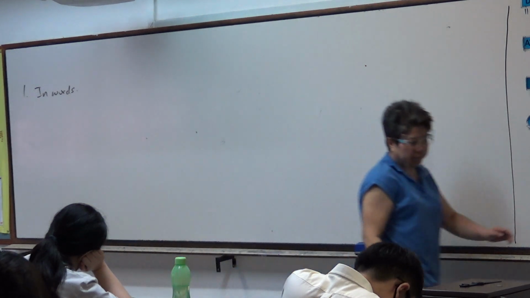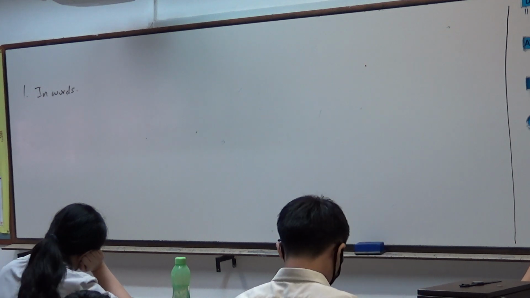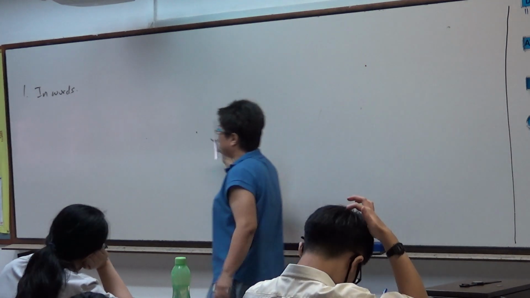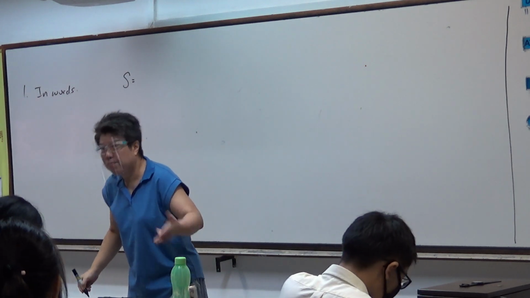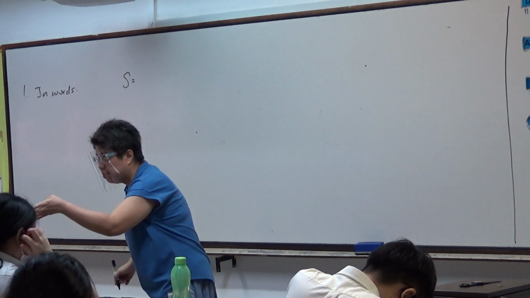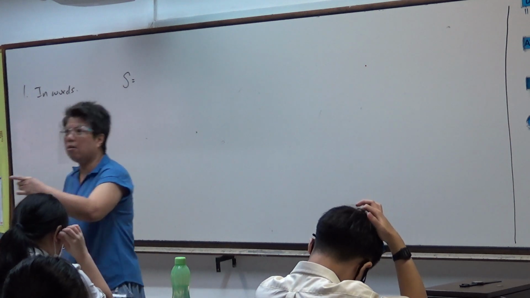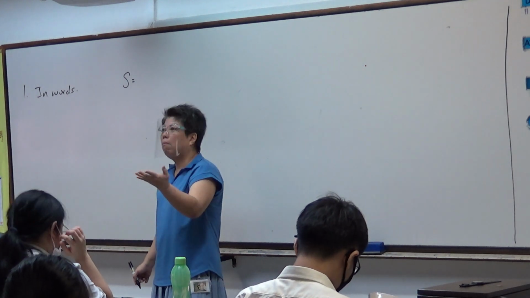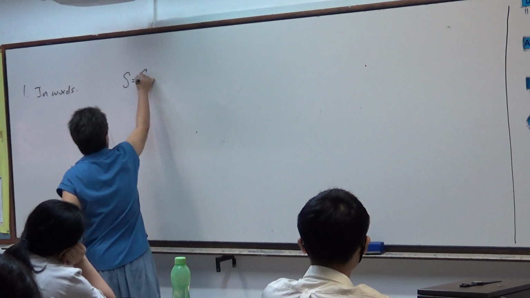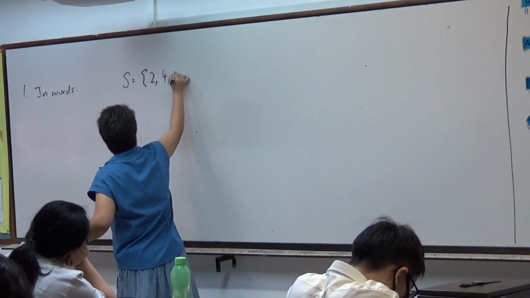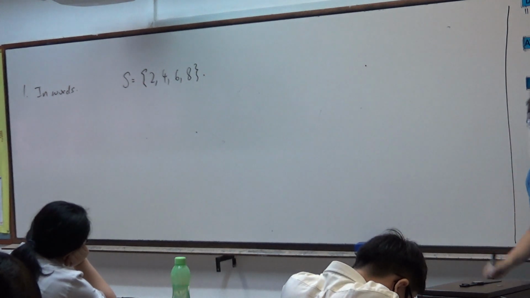Let's look at an example then. S is the set of all positive even integers less than 10. It must be positive, it must be even, and it must be less than 10. Can 0 count? Why not? 0 is neutral, remember? 0 is neither positive nor negative. So what should this be? 2, 4, 6, and 8, because they say less than 10. So this is the set here.